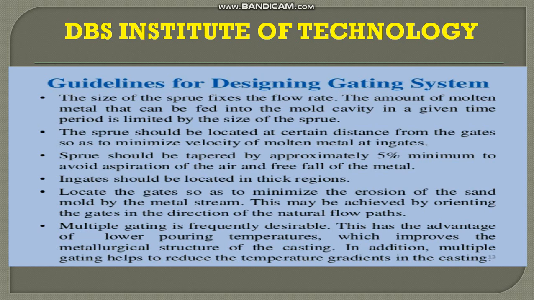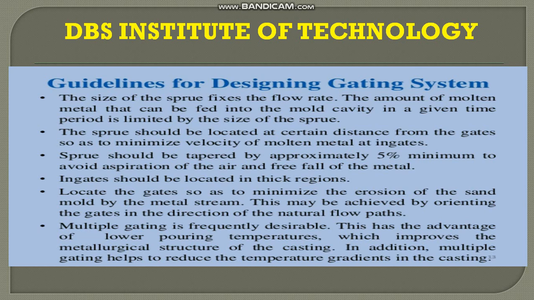Sprue should be tapered by approximately 5% minimum to avoid aspiration of the air and the free fall of the metal. End gates should be located in thick regions. Locate the gate so as to minimize the erosion of the sand mold by the metal stream. This may be achieved by orienting the gates in the direction of the natural flow paths.